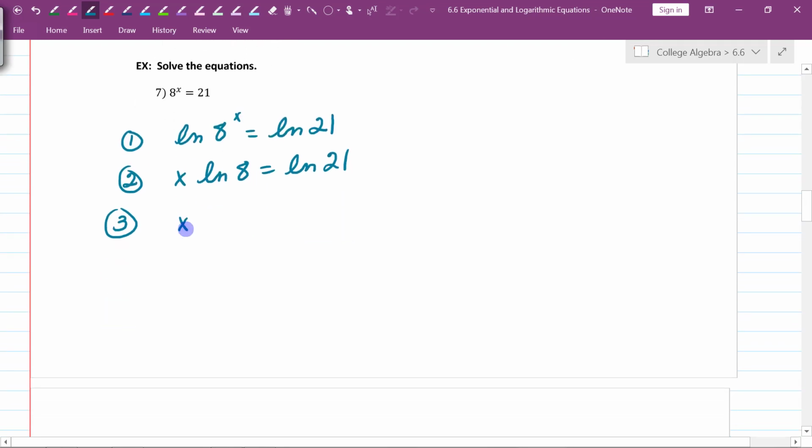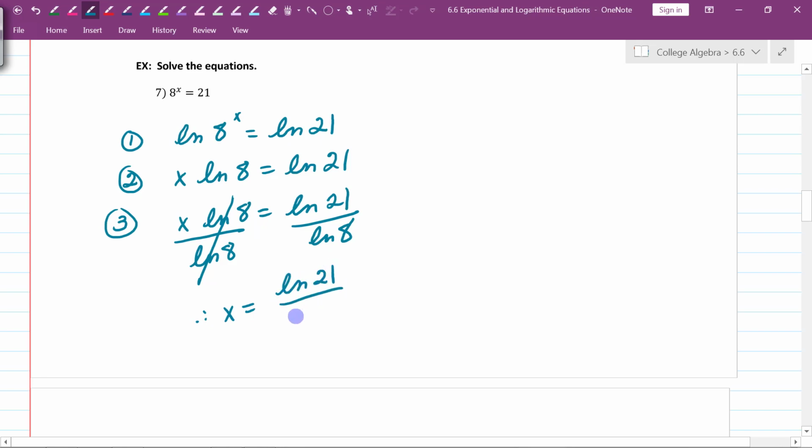In order to solve for x, let me just write this down again. I'm going to divide both sides through by the natural log of 8. What I do to one side, I must do to the other, and that crosses out. Therefore, I have x is equal to the natural log of 21 divided by the natural log of 8. It's just a number. Grab your calculator, punch it in, and see what you get. Hopefully, you got 1.46.